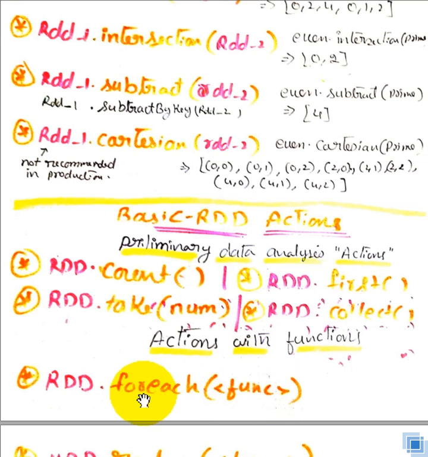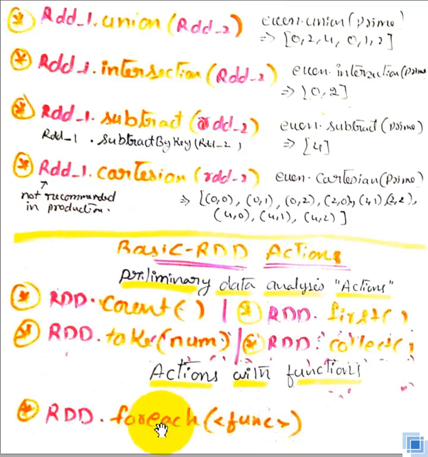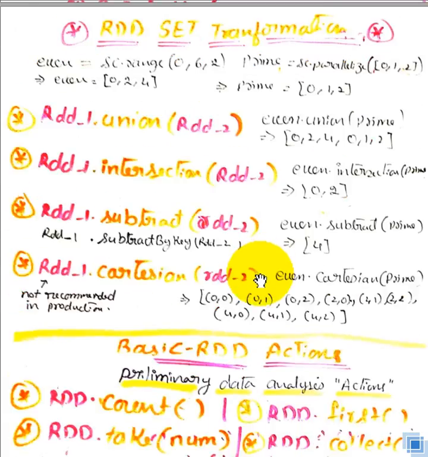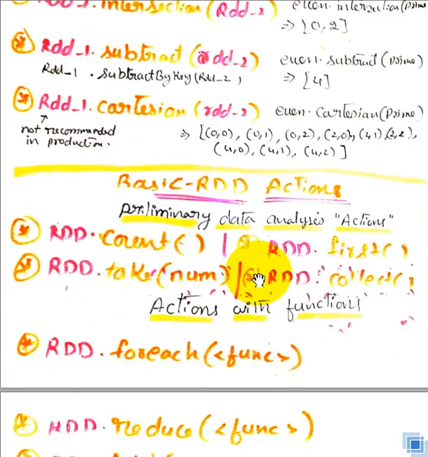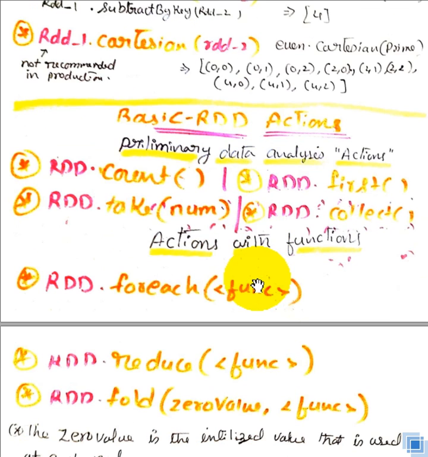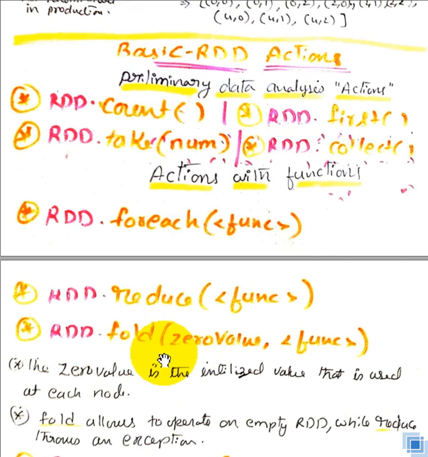This is a little confusing because on the surface it looks like it performs the same thing as a map, but it's quite different, right? We'll see each of these examples in the lab section. And then we also have reduce and fold. So these are important actions as well.